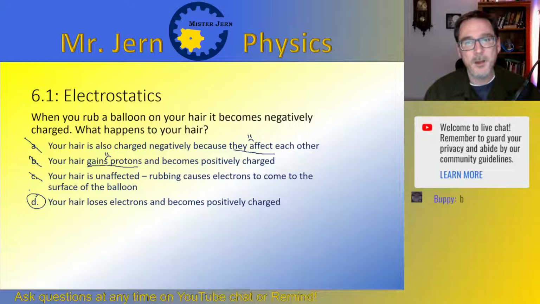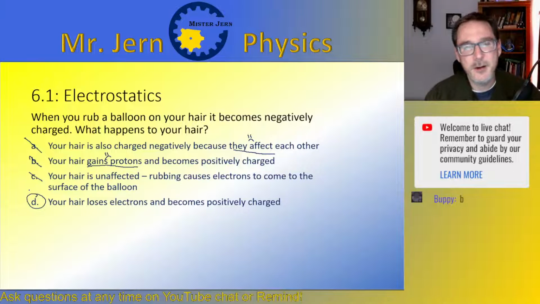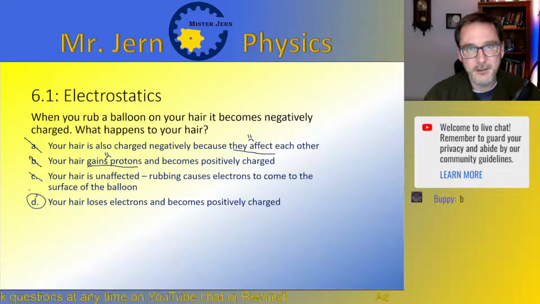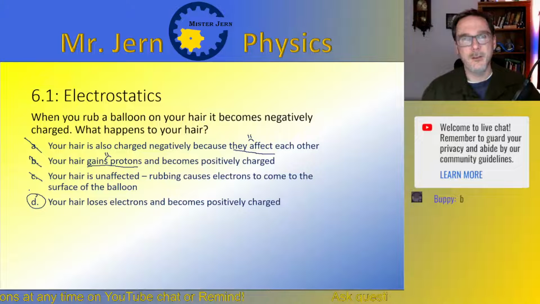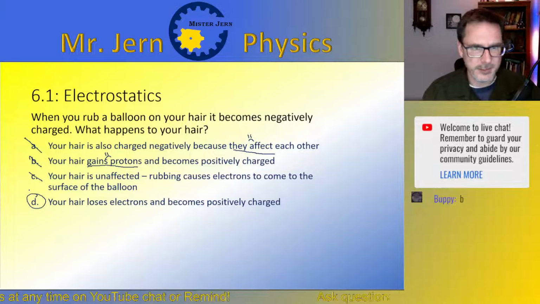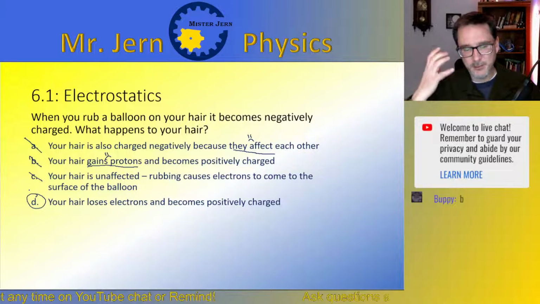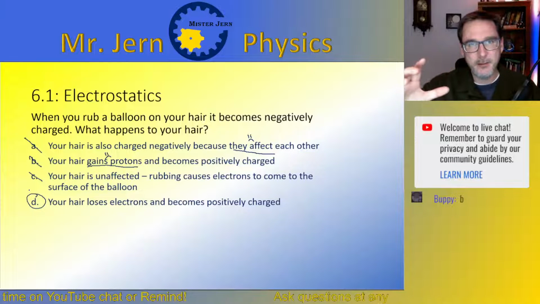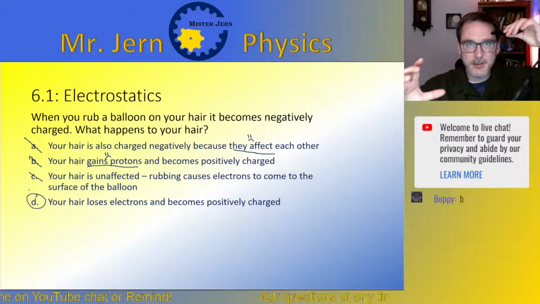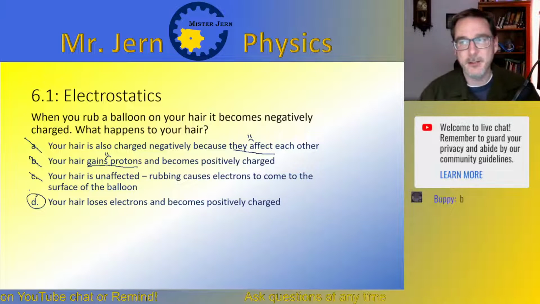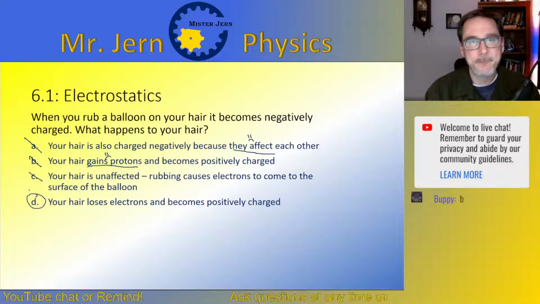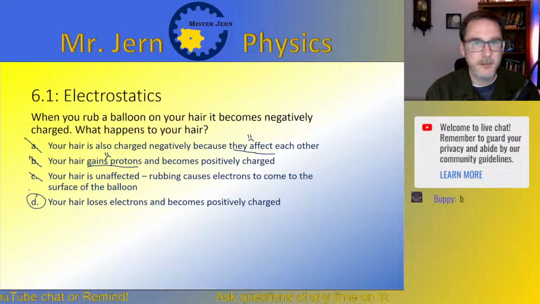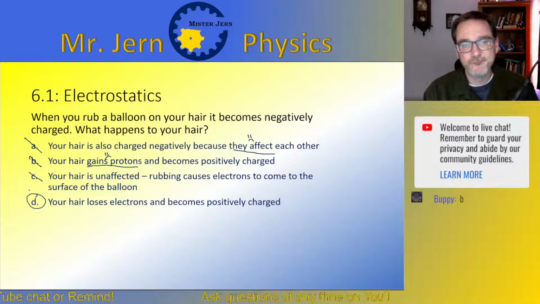The answer is D. Your hair loses electrons. Your hair becomes positive, and the electrons that went over to the balloon have to come from somewhere. And so they come from your hair. That's the whole point of rubbing the balloon in your hair. So the balloon becomes negative. Your hair now has lost electrons, and so your hair is more positive because it doesn't have enough negatives to balance out the positives.